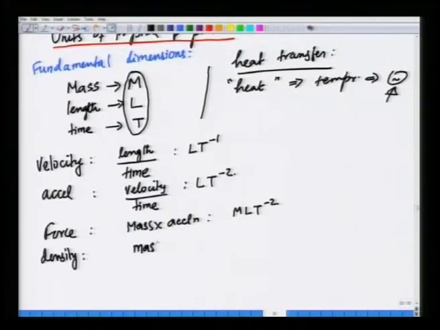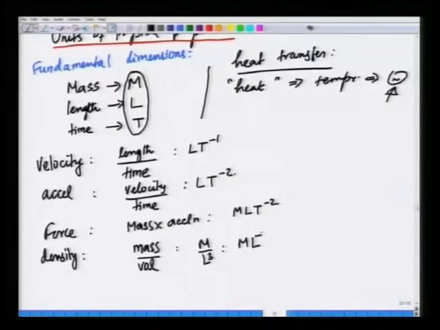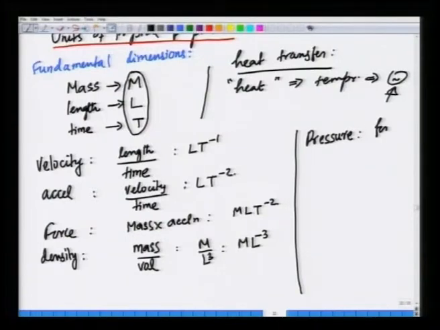Density is mass divided by volume, it is the mass of a fluid per unit volume. It is m by L cube, because volume has the dimensions of length cube. So, it is m L to the minus 3, and so one could derive pressure, which is defined as the force that is acting normally per unit area. So, we will divide force, m L t to the minus 2, by L squared, because area has dimensions of length squared. So, it is m L to the minus 1 t to the minus 2, and so on.